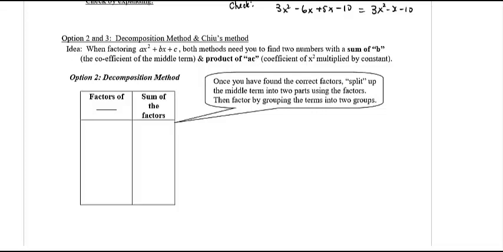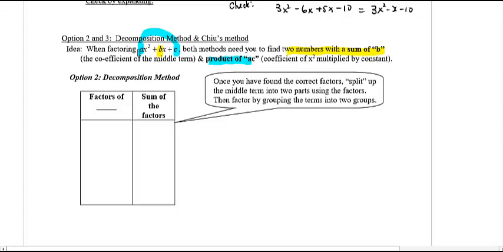So the idea is when you are factoring, you need to find 2 numbers with the sum of b. Now that sounds similar, right? 2 numbers that add to the middle term, just like what we did last day. But now the difference is the product has to be not just c, but c times a. Okay.